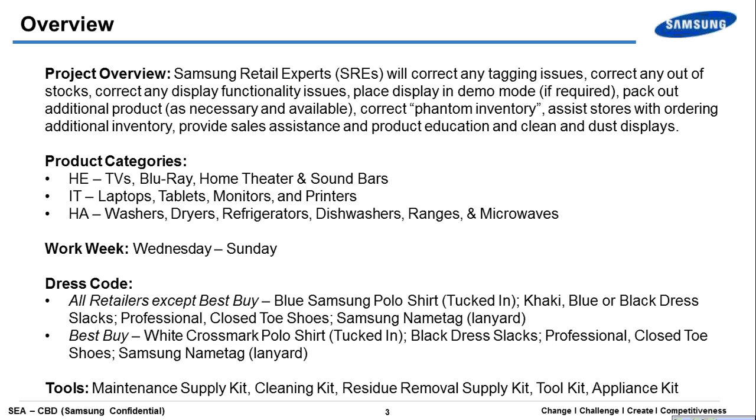The product categories that you'll be covering are home entertainment, which includes TVs, Blu-ray players, soundbars, home theater systems. IT, information technology, which is laptops, tablets, monitors, and printers. Home appliance, and that's just your washer, dryer, stove, range, dishwasher, microwave, things like that. And we will be covering home appliance in more stores as time goes on.